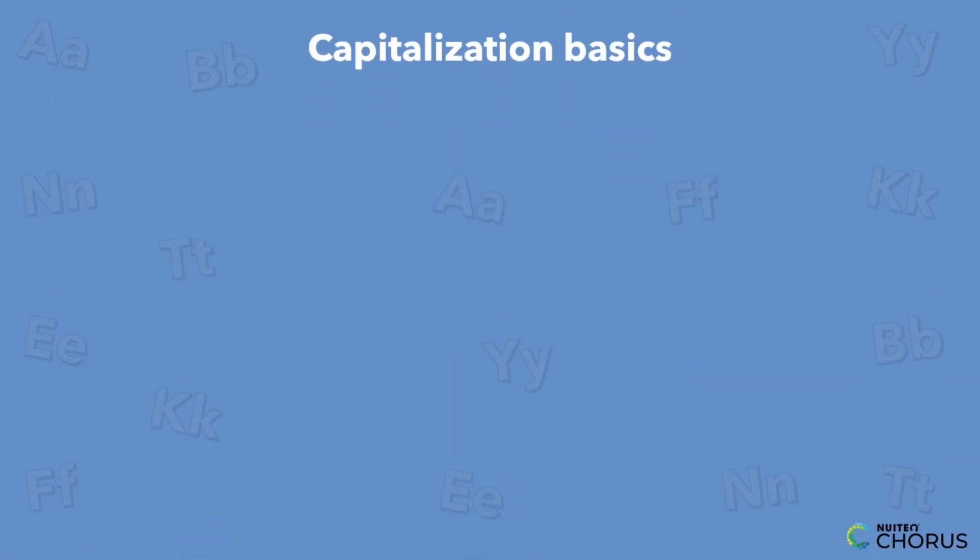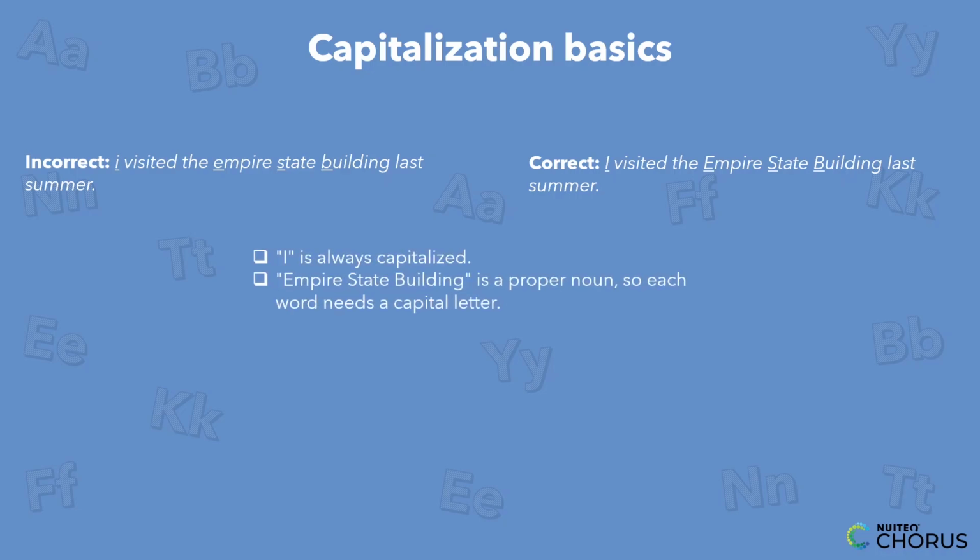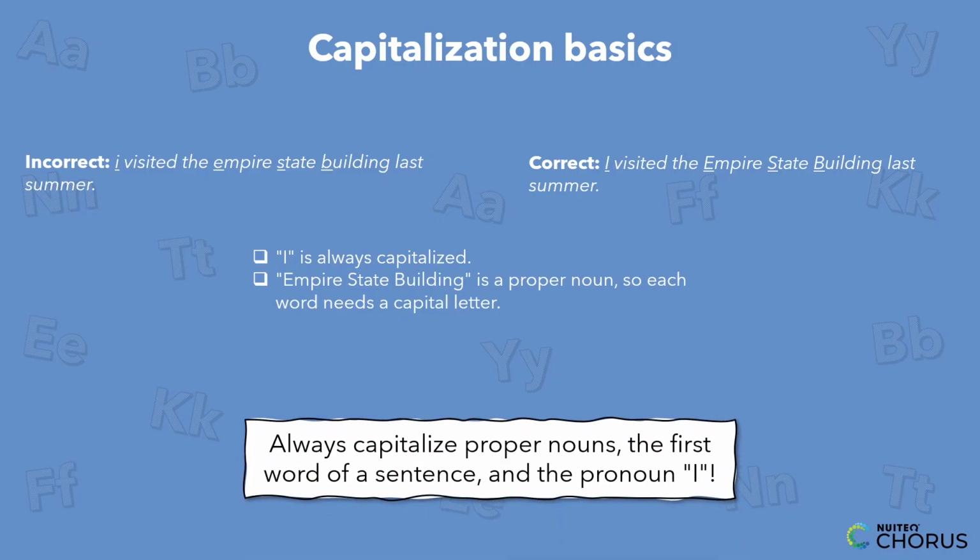Capitalization basics. Incorrect: lowercase i visited the lowercase e empire lowercase s state lowercase b building last summer. Correct: capital I visited the capital E Empire, capital S State, capital B Building last summer. Why? I is always capitalized. Empire State Building is a proper noun, so each word needs a capital letter. Takeaway: always capitalize proper nouns, the first word of a sentence, and the pronoun I.